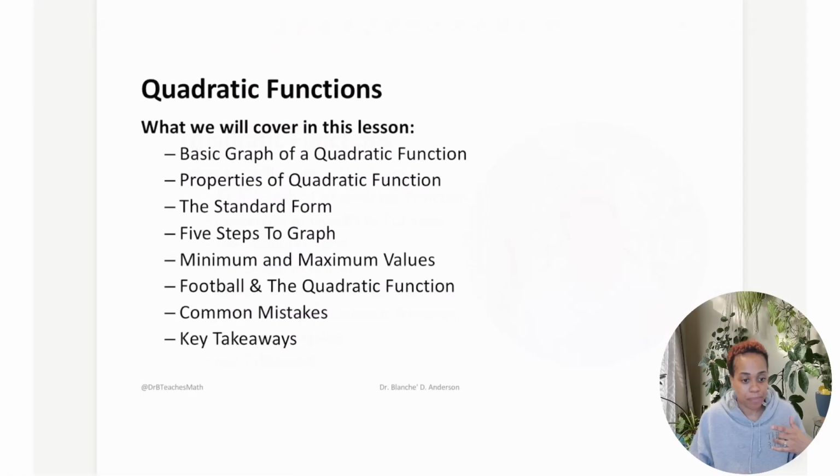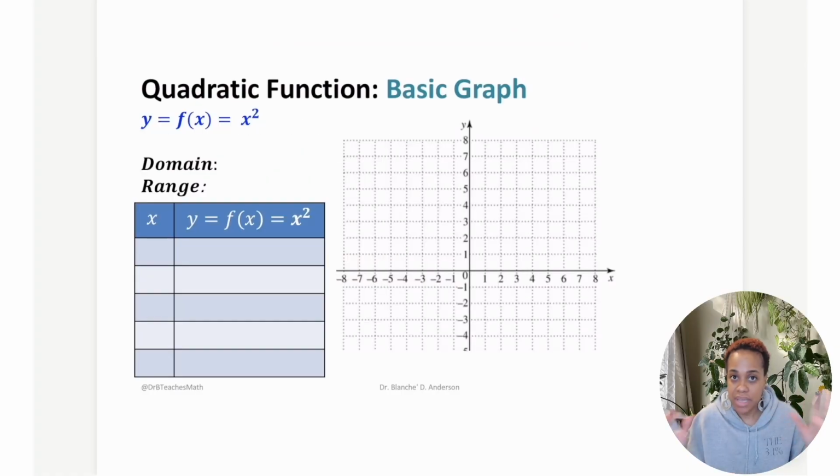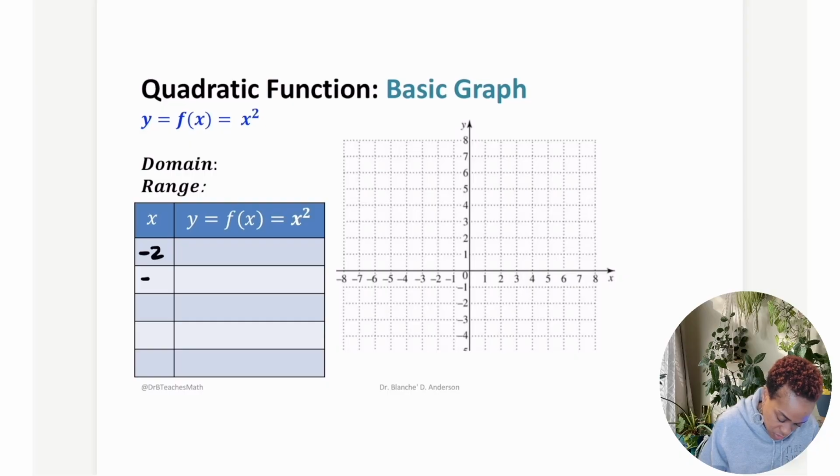Okay, cool beans. So the basic graph of a quadratic function is called a parabola. Let's go ahead and just do a t-table. I'm going to pick numbers on the positive side of the graph, and then I'm going to pick numbers on the negative side of the graph, just so we can see what both sides look like. So let's do -2, -1, 0, 1, and 2.